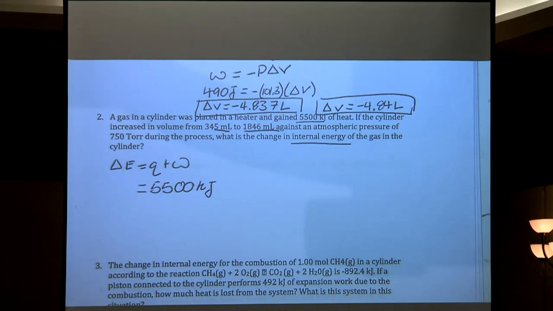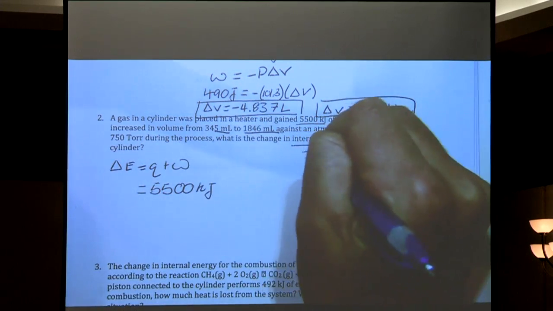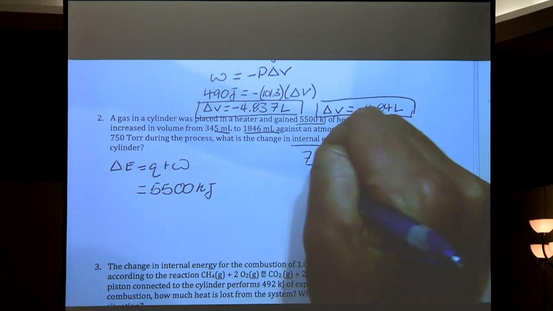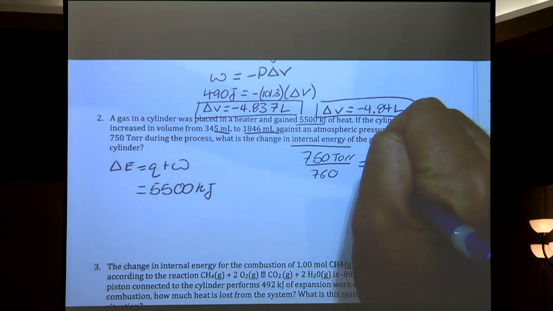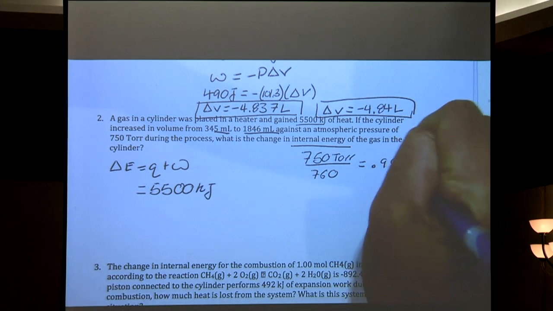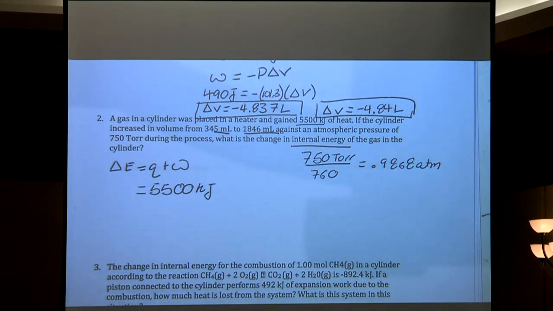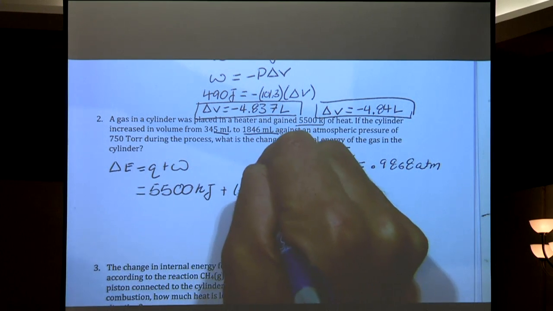760 torr is 1 atm. So 750 divided by 760 equals 0.9868 atmospheres. And remember, we're using plus negative P times delta V.